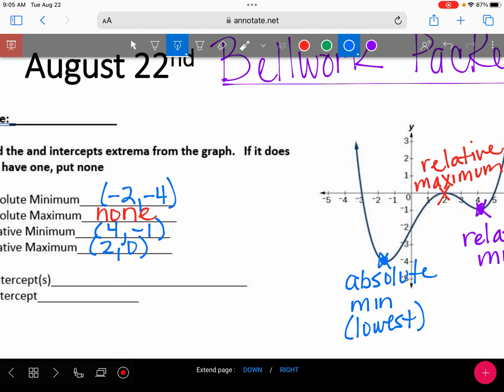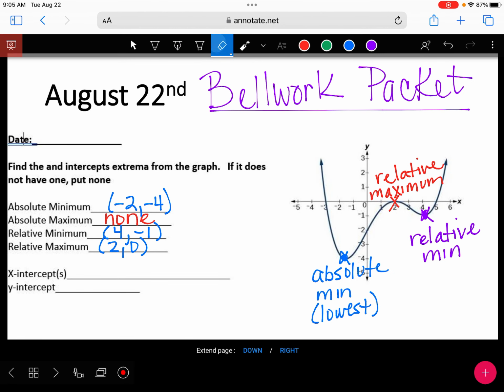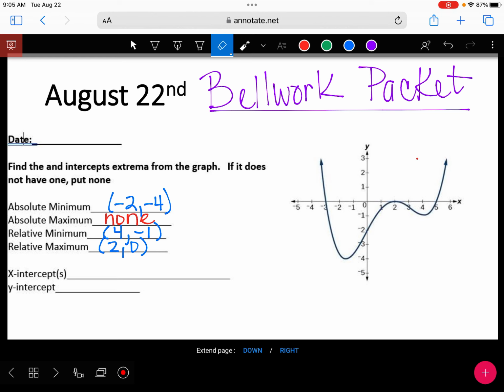All right, so now I want you to look at the graph and determine where your x-intercepts are and your y-intercepts. So I'm going to go ahead and erase this. Show me with your fingers how many x-intercepts do you think we have? 3. Yep. So there's 3.